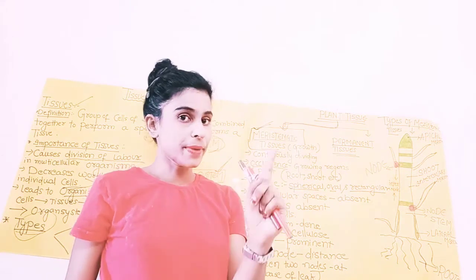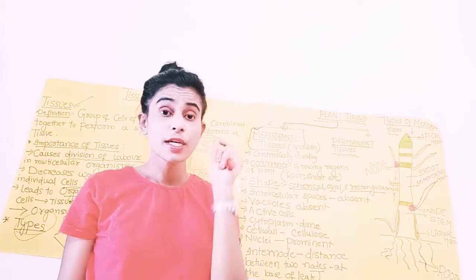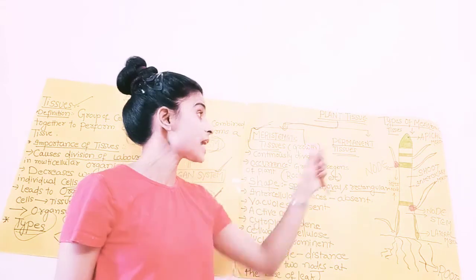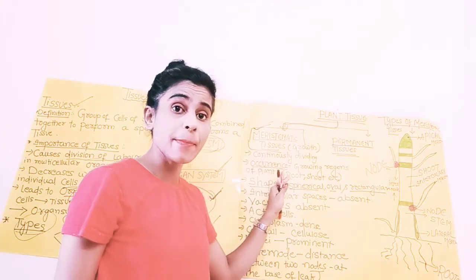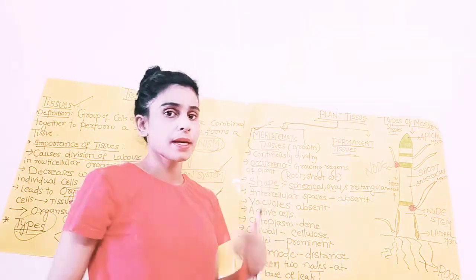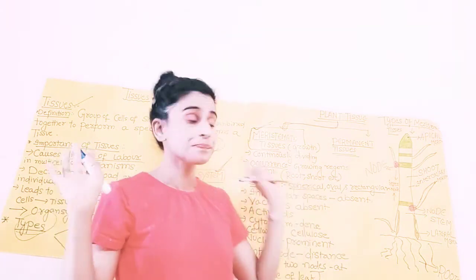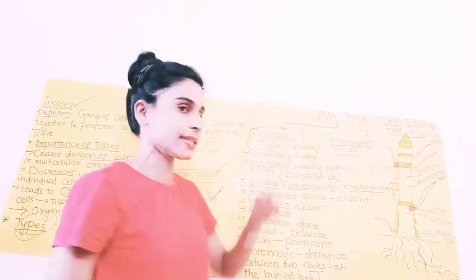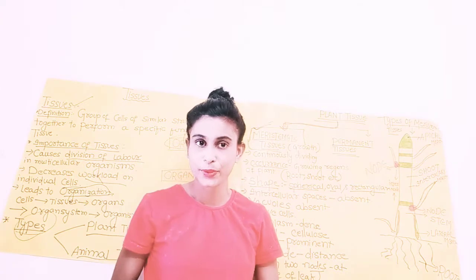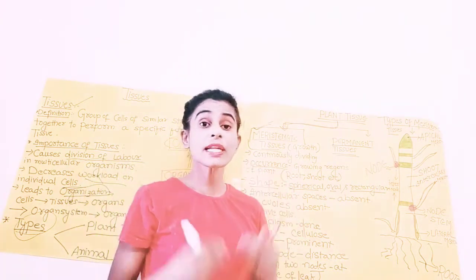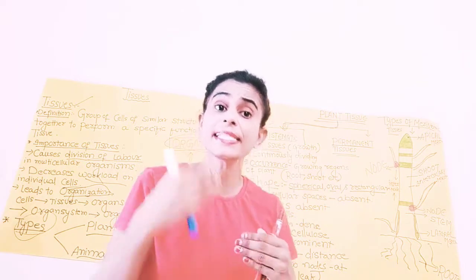Remember, plant tissues are of two types: meristematic tissues and permanent tissues. Today, only meristematic tissues. A group of meristematic cells is called meristematic tissue. What is meristematic? A difficult terminology for you. Meristematic means continuously dividing cells.